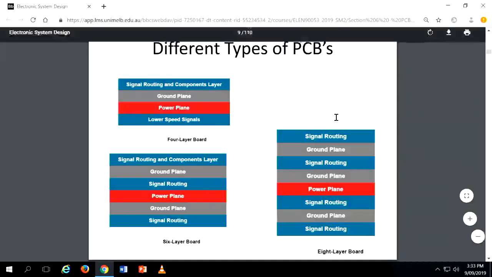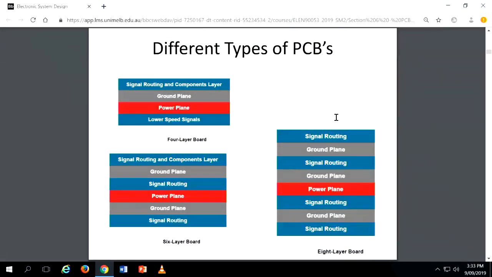So, different types of PCBs. As I said, here is a 4-layer board: 1, 2, 3, 4 layers. This top layer is signal, so here you have signal routing and components. Here you will be placing your components. Below that you will have a ground plane, then below that a power plane plus VCC. Then here you have lower speed signals. So this is a 4-layer board.